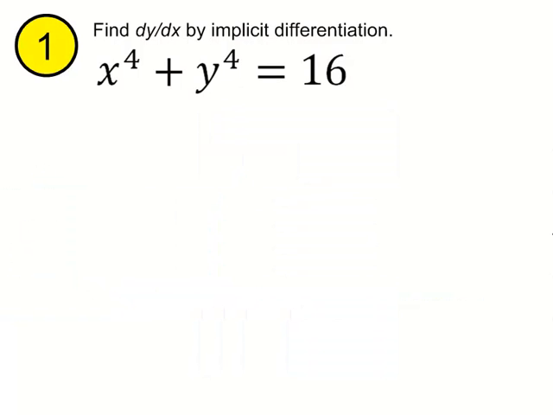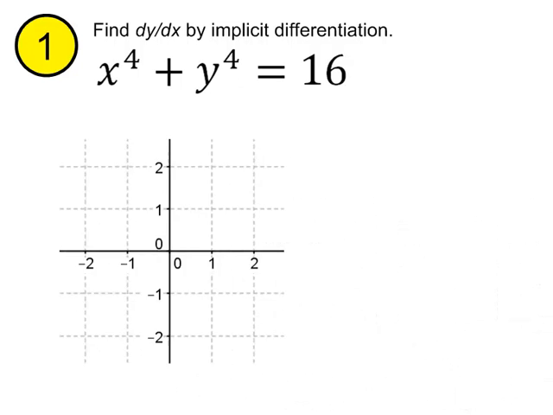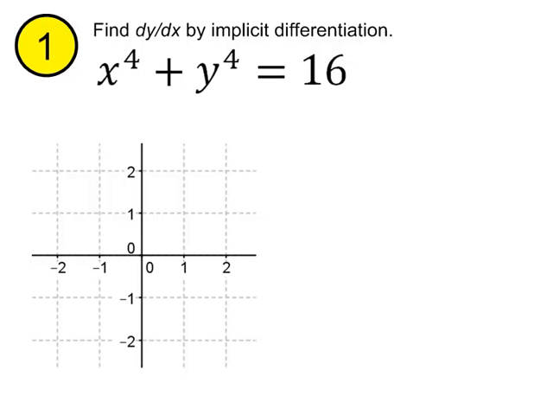Before we even get into the calculus of this first exercise, let's just try to get a sense of what this must look like without even using a calculator. If I were to let x equal 0, then y to the fourth would have to equal 16, and that means y must equal 2. So I'd have a point right here. But wait a minute, y could also equal -2, because -2 to the fourth power also equals 16.